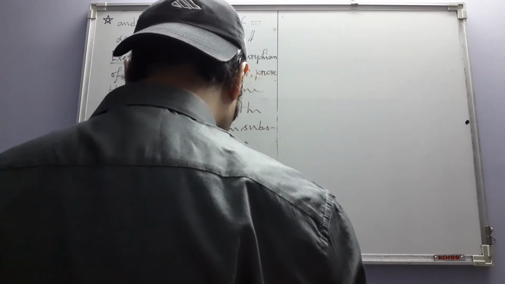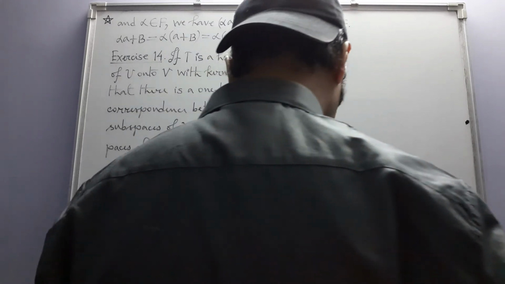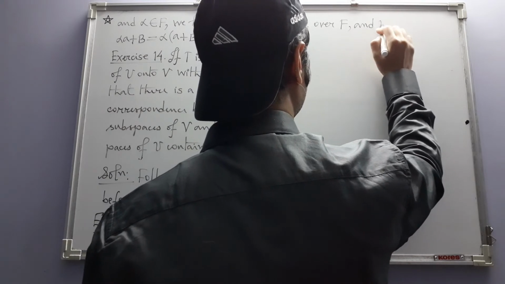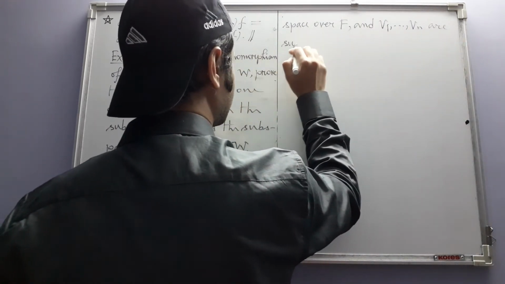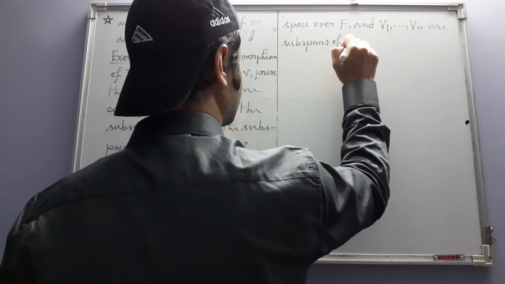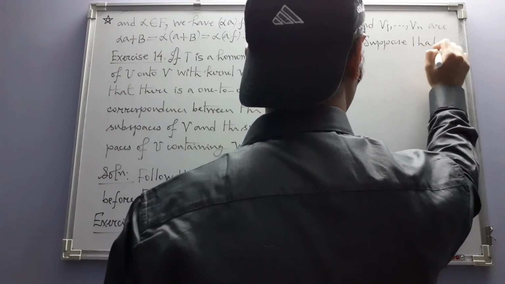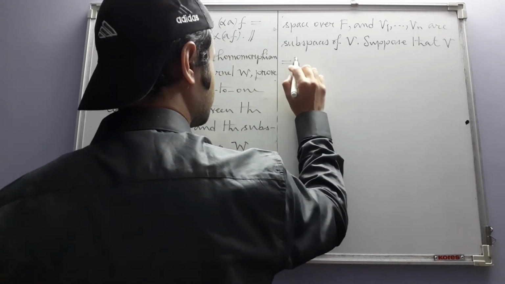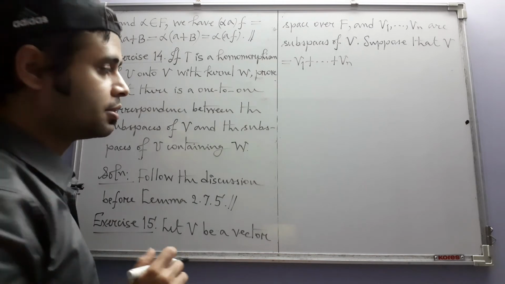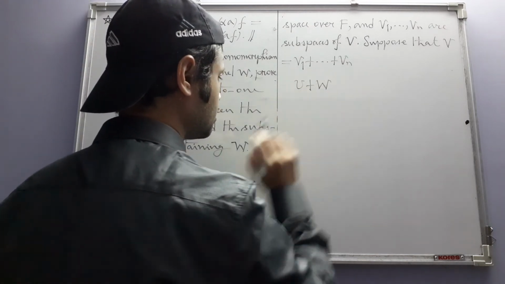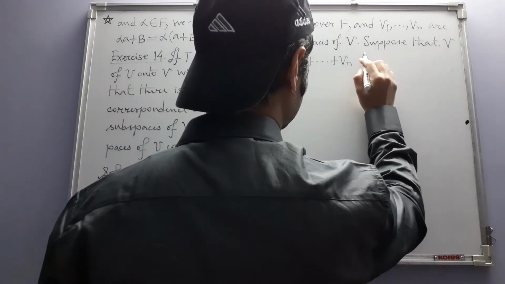Okay, so in the next exercise, let V be a vector space over F, and these are subspaces of V. Suppose that V is the sum of these subspaces, where the sum is defined, we have already defined it before for two subspaces U plus W. Like that, we can naturally extend this to any finite number of subspaces. So the author says, see exercise 11.